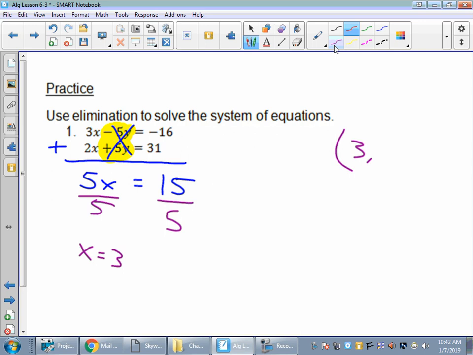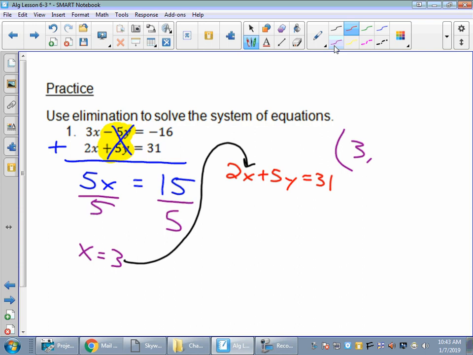Really, you get to choose what equation you want to substitute it into. I'm going to try to avoid the negatives. Some people like to avoid big numbers, whatever it is. But I'm going to take this second equation here, 2x plus 5y, just so I'm not dealing with negatives, equals 31. And I'm going to take that 3 here and substitute it in for my x.